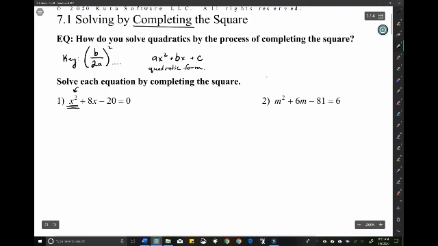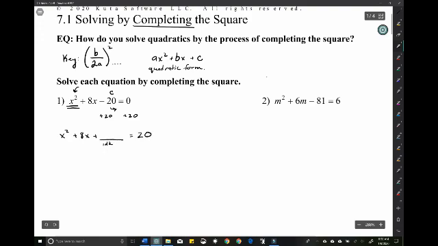The first step is going to be interesting. Normally we're going to solve by setting equal to 0, but in this case we're actually going to add the c value over first. So we're going to add 20 over and see what happens here. So we have x squared plus 8x plus, I'm going to leave a blank right here, plus I don't know just yet, IDK, equals 20.